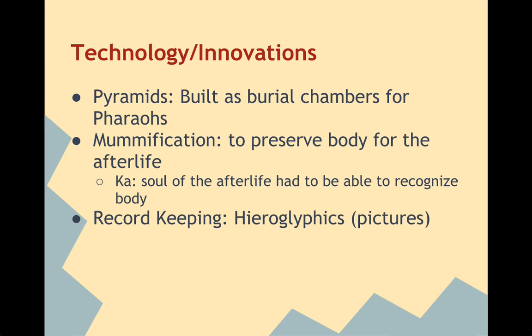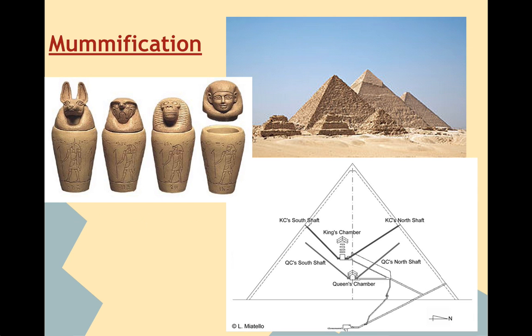So there's hieroglyphics and they're pictures. If you look here, you can see the pyramids. There's a queen's chamber, a king's chamber, different shaft areas, and here are where they preserve your certain organs for mummification here in the pyramids.